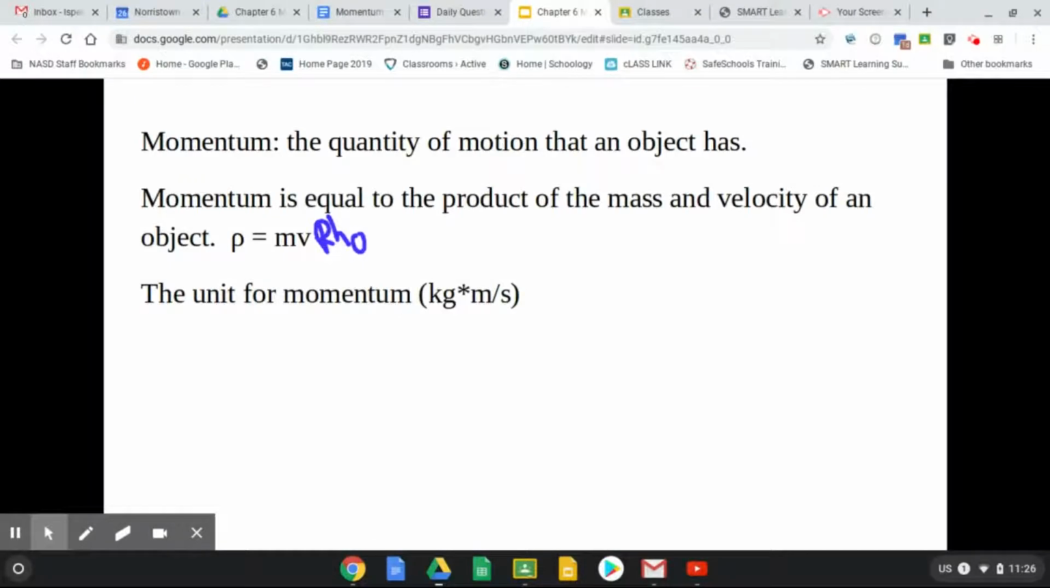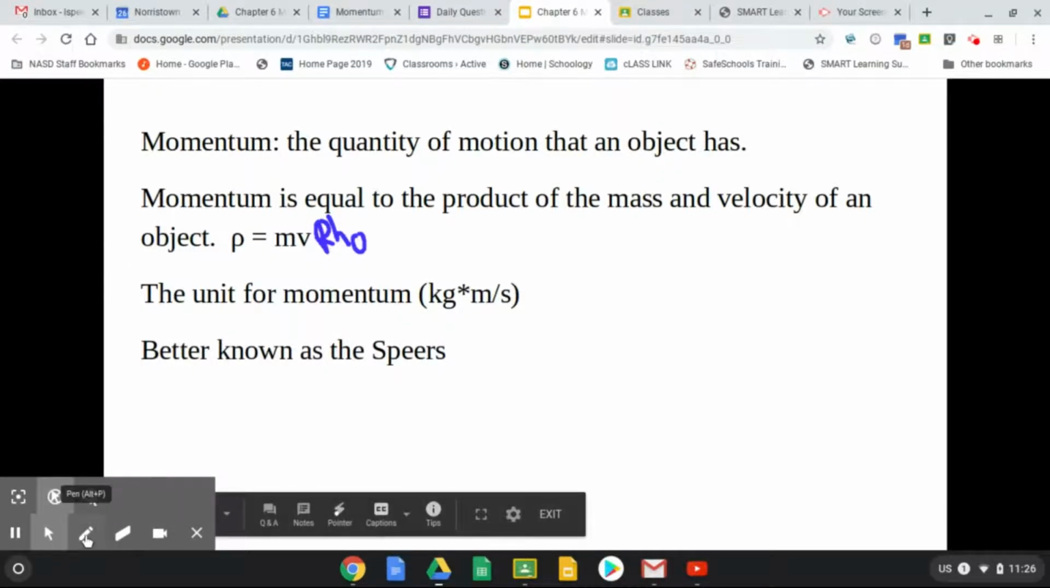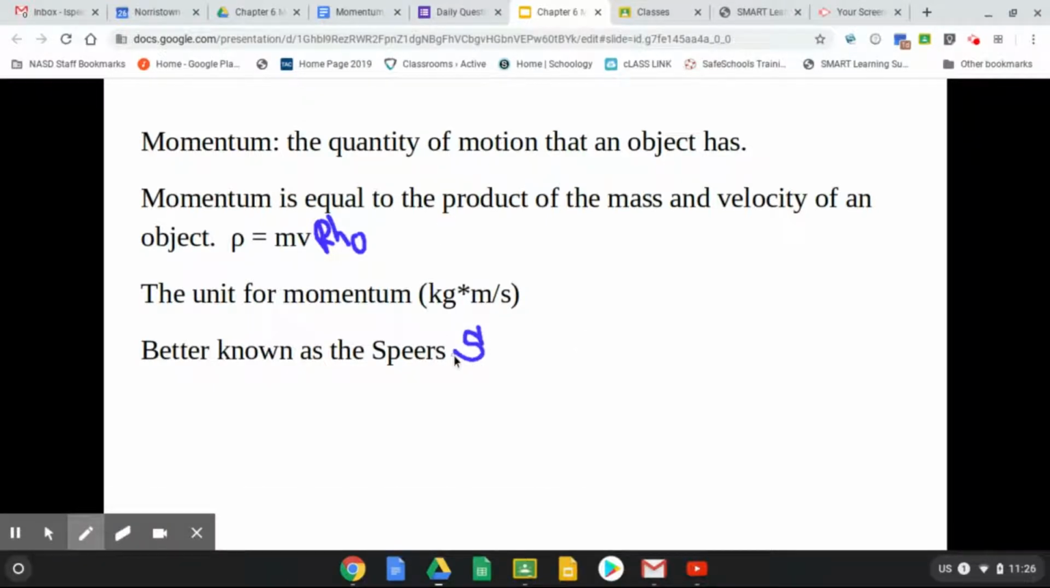The unit for momentum, since it's mass, kilograms, times velocity, meters per second, is the kilogram meter per second. And as usual, it has a unit named for a very famous physics person. That's right, it's known as the spheres. No, I'm not kidding. The spheres, signified by a big capital S. Okay, the spheres. Okay, so that's momentum, an object's mass times its velocity.